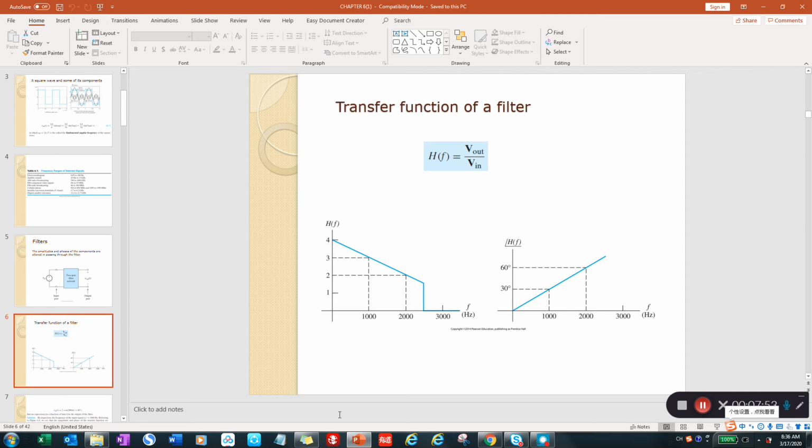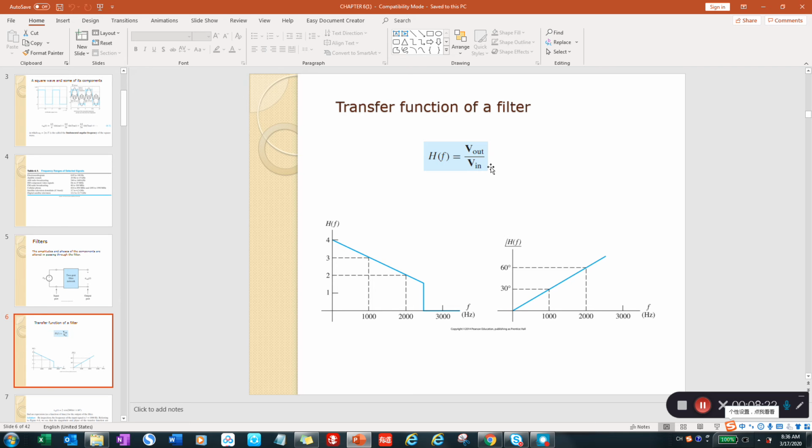Now let's look at another concept, which is the transfer function of a filter. As we said, when signals pass through filters, they will change. Then how much will they change? It depends on the transfer function. The transfer function is defined as the output voltage divided by the input voltage.